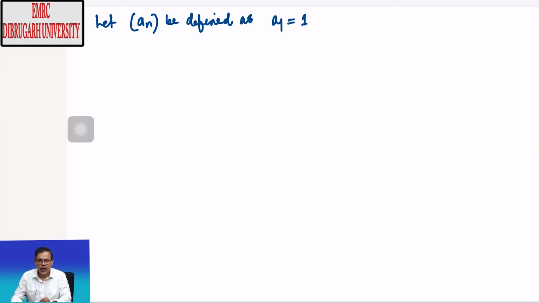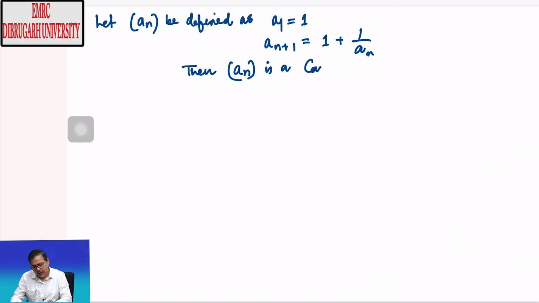Take another example. Let a n be defined as a 1 equal to 1 and a n plus 1 equal to 1 plus 1 by a n. This is called a recursive relation of a sequence, that is, the sequence is represented recursively. Then a n is a Cauchy sequence.